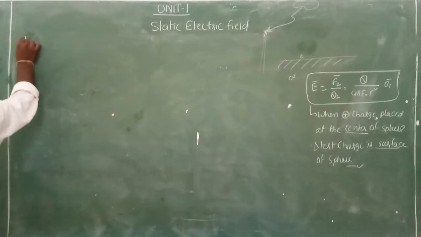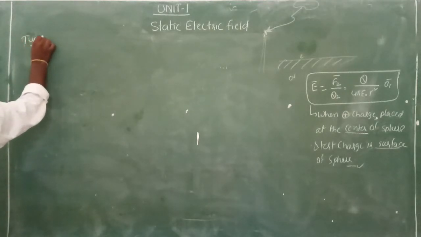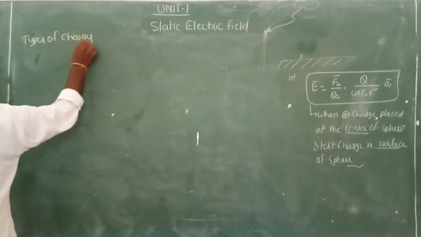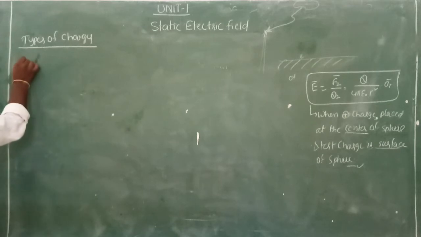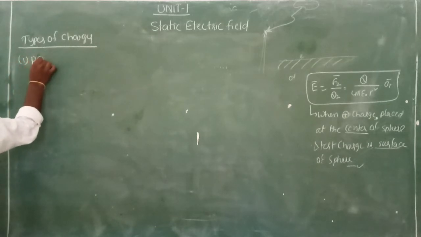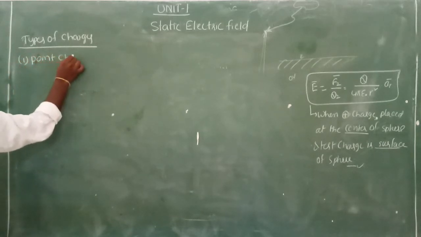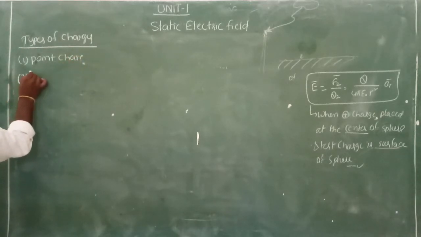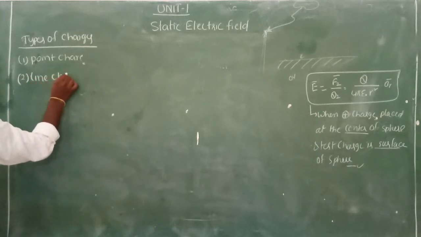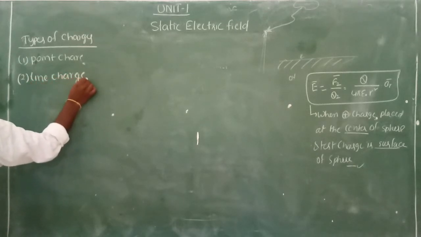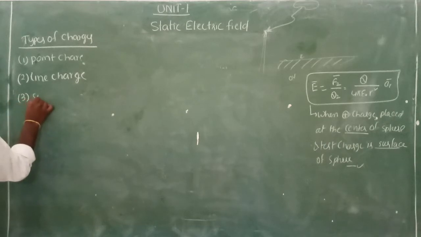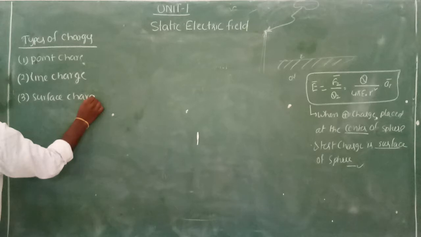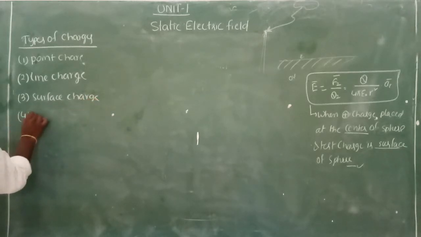Now we will see the types of charges. What are the types of charges? We have point charge, line charge, next surface charge, and finally we have volume charge.